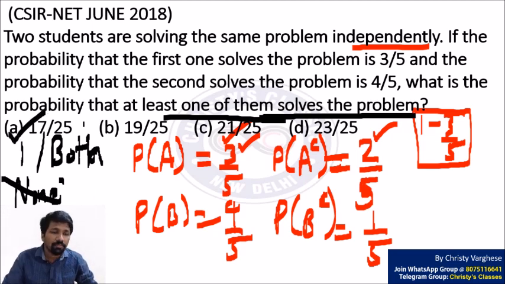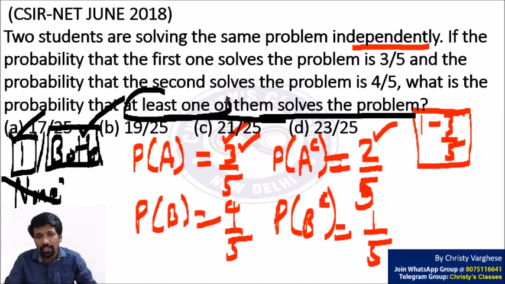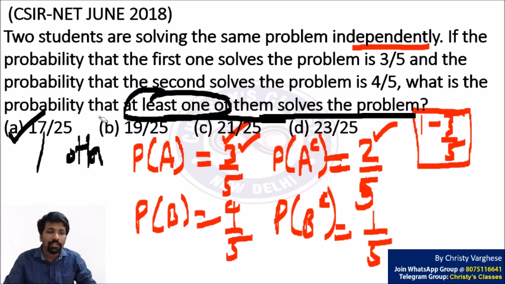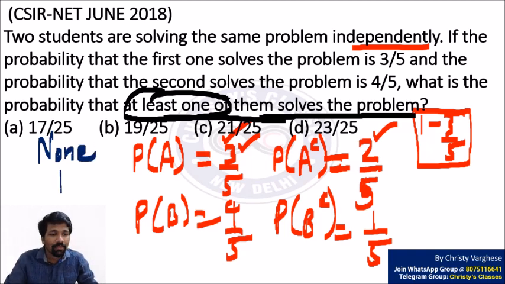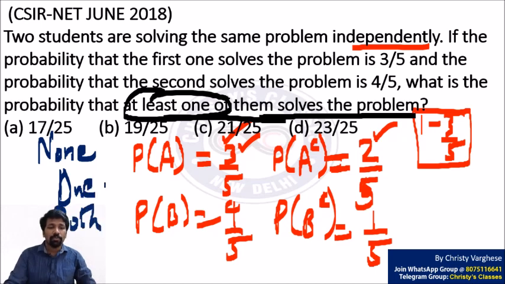Here, finding one of them solving probability, finding both of them solving probability and adding, that is one way of doing it, because one of them solving or both of them solving is the meaning of at least one of them solving. But that is time consuming, that is why we are not doing that. Instead, 1 minus none of them solving will be at least one of them solving, because we know that there are only 3 possibilities that can happen. What are the 3 possibilities? Either none will solve, or exactly one of them will solve, or both of them will solve.